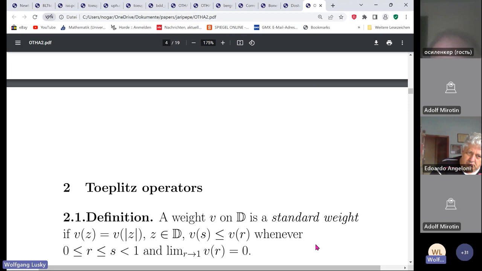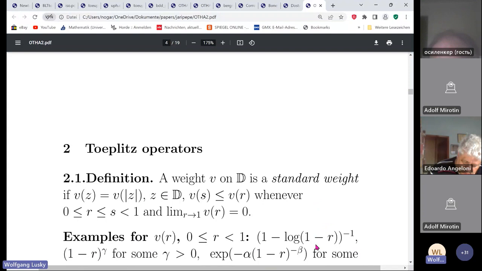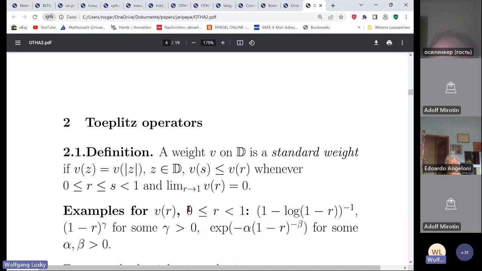So let me give some of the popular examples for this. And here I just consider V of r for real numbers between 0 and 1. And via this definition, it can be extended to the full open unit disk. So for example, 1 over 1 minus logarithm of 1 minus r, this is certainly a standard weight satisfying these conditions here. And the most popular classical weights probably are (1 minus r) to the gamma for a given parameter gamma. And moreover, I want to consider exponential weights defined to be exponent of minus alpha divided by (1 minus r) to the beta for some fixed parameters alpha and beta.